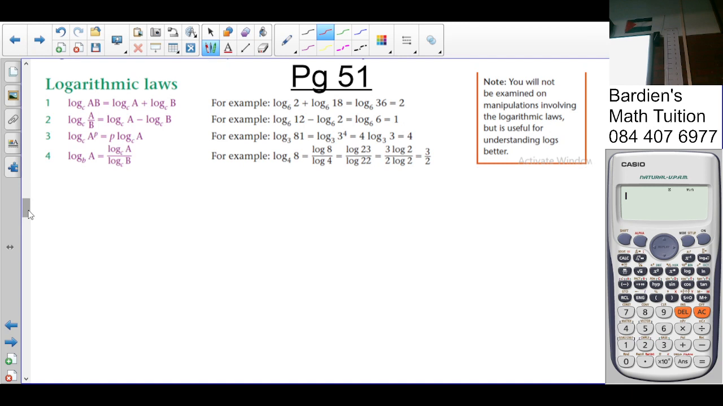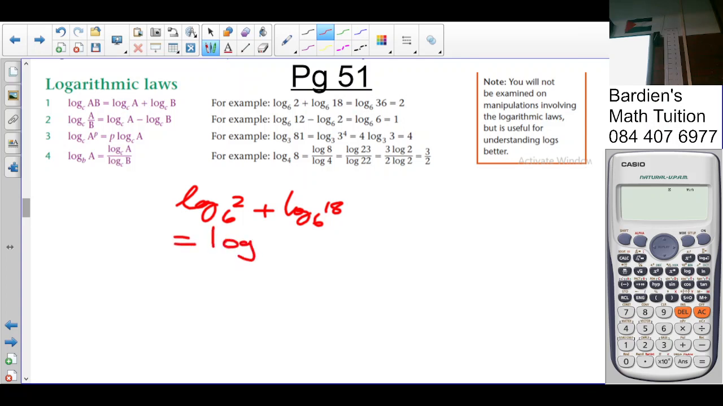So if you look at this example here, we've got log 2 base 6 plus log 18 base 6. You see here the bases are all the same. Very important to note. Are these bases the same? No. It should have been the same. I'm supposed to have it written as 6. Are the bases the same? Yes. So this is the sum of the logs, so that will equal log of the product.